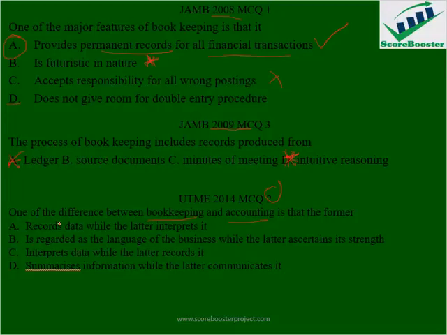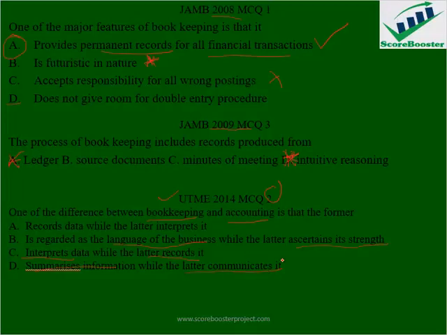Now, one of the differences between bookkeeping and accounting is that the former, what's the former? That's the bookkeeping. The former records data while the latter interprets it. The former is regarded as a language of business, while the latter ascertains its strength. The former interprets data and the latter records it. The former summarizes the information while the latter communicates it.